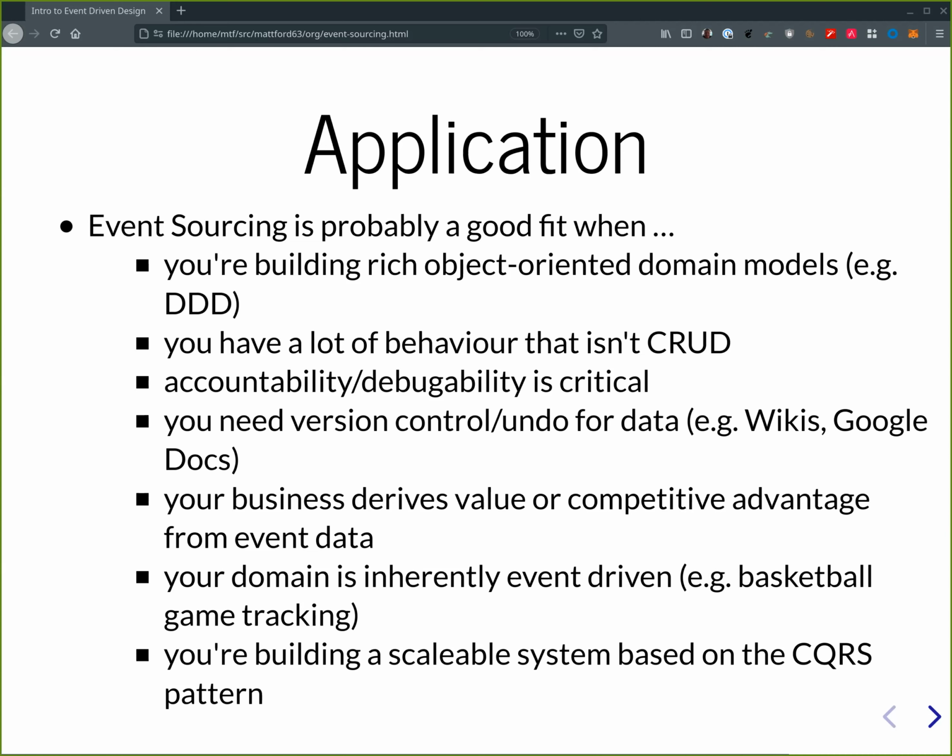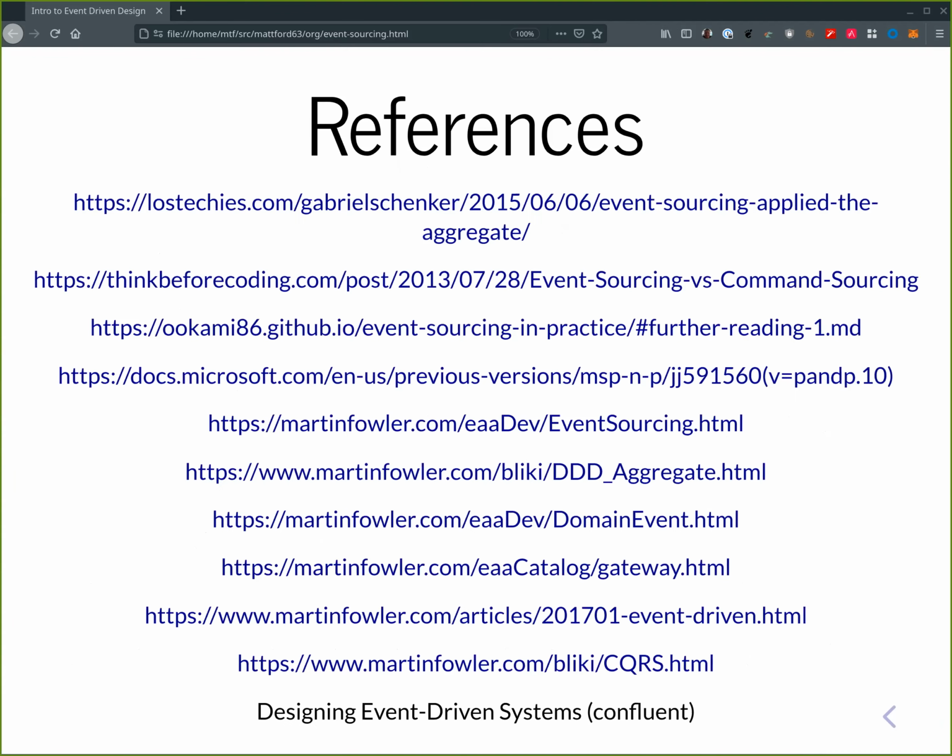There's a lot more stuff. And at the end of this, there's a whole bunch of references, pretty nice definitions and articles around this. And I think that's it. I've squeezed in.